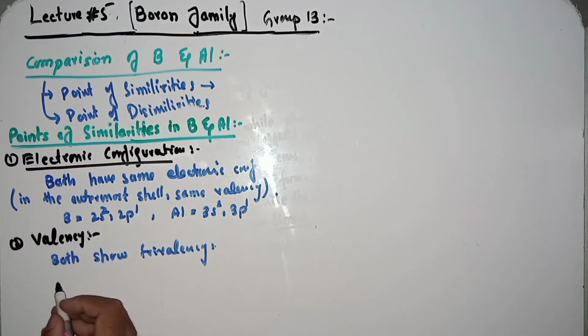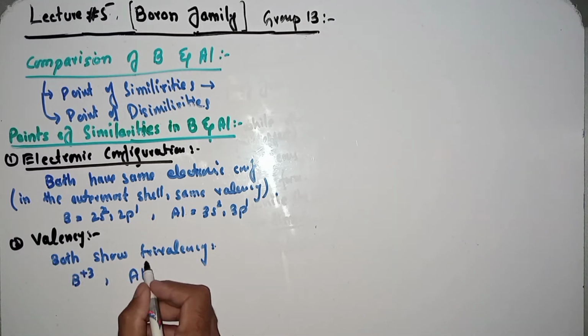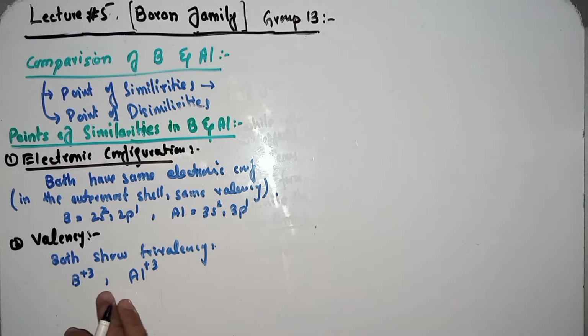In both cases, both show the same oxidation state. For boron, it has a +3 oxidation state. The +3 oxidation state also denotes the valency of boron. Similarly, in aluminium the +3 oxidation state means oxidation state and valency are the same in both cases. This is the valency.